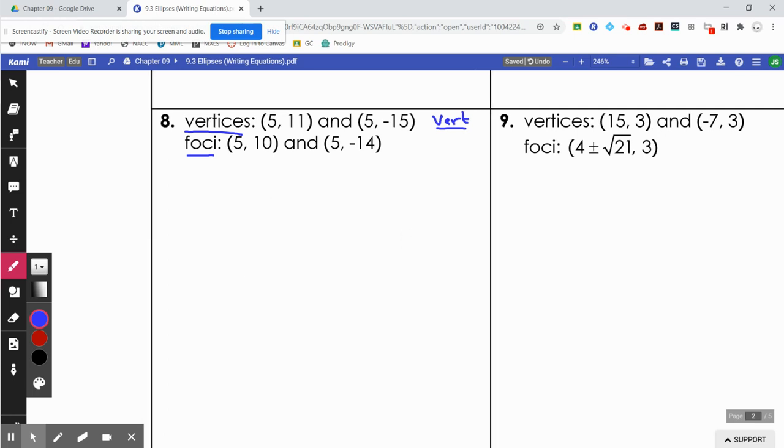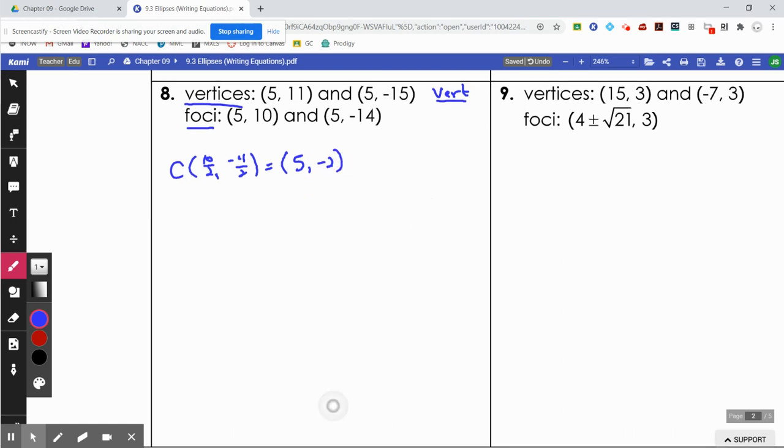Now let's find our center. To find the center, find the midpoint of any of these. Add your x's, divide by 2. Add your y's, divide by 2. And notice it doesn't matter if you use either set of points, you would get the exact same thing there. The center is located at (5, -2). So therefore, that's going to be (x - 5)² over stuff, (y + 2)² over stuff is equal to 1.